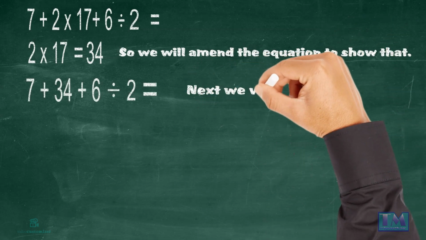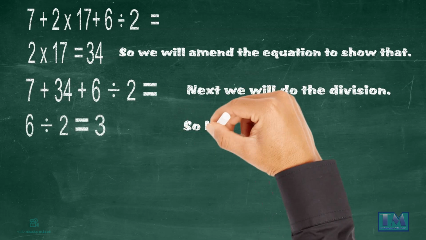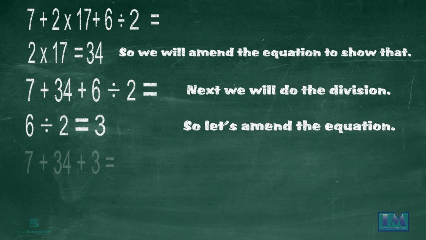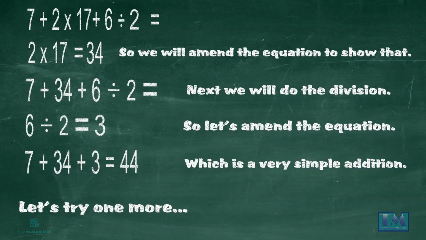Now the next thing to do is the division, 6 divided by 2, which equals 3. So let's put that into the equation, and we are left with a simple addition of 7 plus 34 plus 3, which equals 44. Very good, let's try one more.